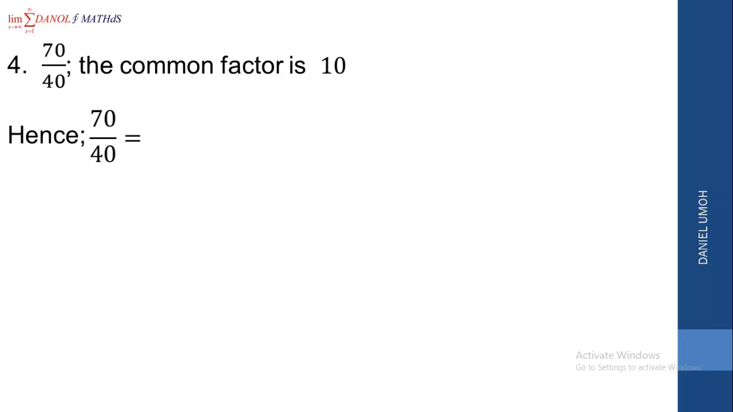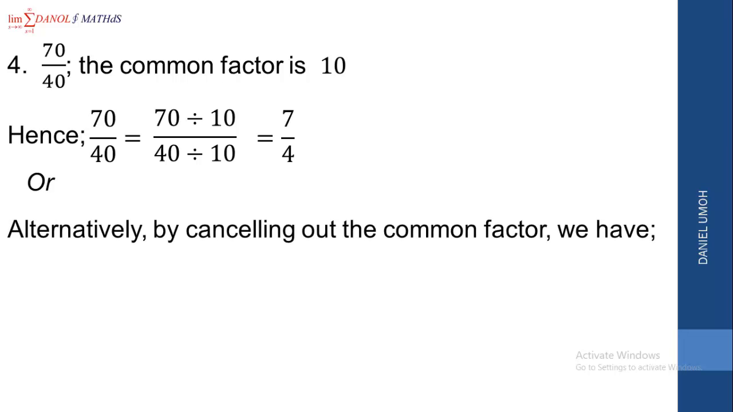Okay, 70 over 40. The common factor here is 10. 10 is the number that can divide 70 and 40 without a remainder. So now, according to our rule, we're going to divide the numerator and denominator by 10. So what we're going to have is 70 over 40 is equal to 70 divided by 10 all over 40 divided by 10. 70 divided by 10 gives us 7, and 40 divided by 10 gives us 4. It therefore means that 70 over 40 in its lowest term is what? 7 over 4.